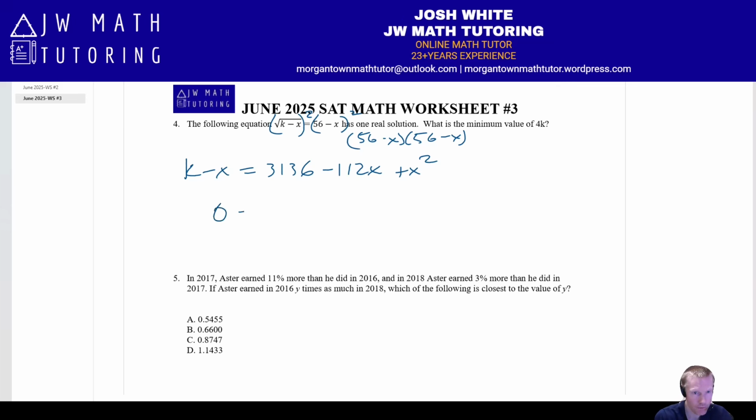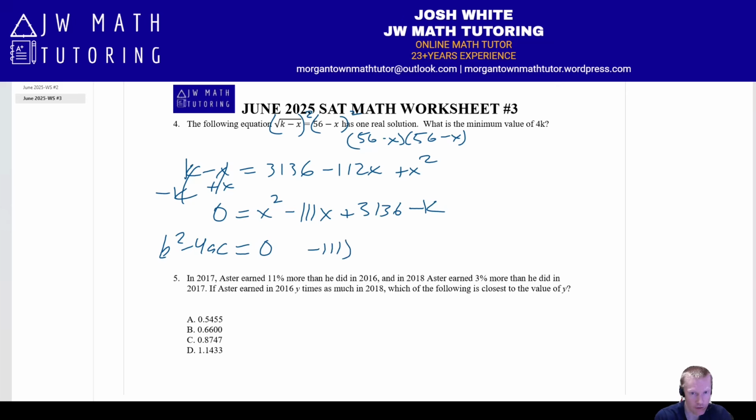Okay, now we get everything equal to 0. You get x squared minus 111x, another one there, plus 3136, and then we got to move the k over, minus k. Again, I just added x here, and I subtracted k. Move those over. Now you can basically set up the discriminant, b squared minus 4ac. And when you want exactly one real solution, you would set that equal to 0.